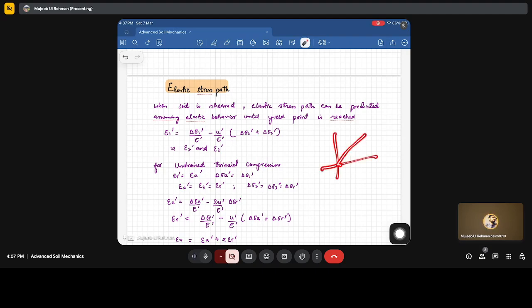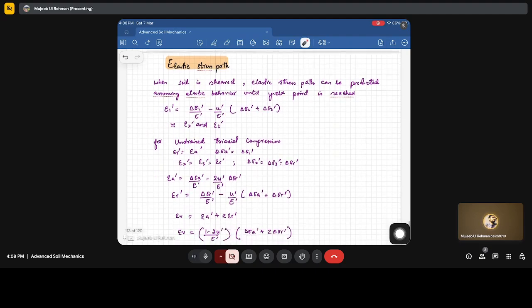Or we can see it like this. This is the yield point. So we can see how the elastic stress path can be predicted for soils which are sheared up to the yield point. Fine. So we know the equations for the principal strains: in the axial direction, the maximum principal strain, and similarly for the minimum and intermediate, we have equations like this. Now for the undrained triaxial compression, epsilon 1 dash is equal to epsilon a dash, delta sigma a dash is equal to delta sigma 1 dash, and we also have these formulations.